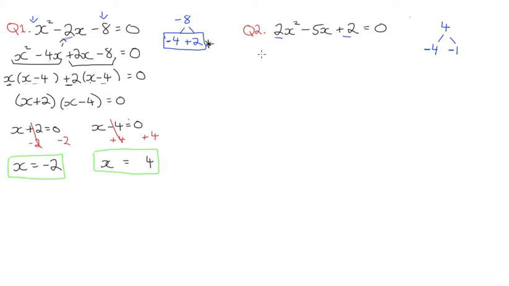Now, we rewrite this below, 2x squared, and we're splitting this minus 5x up into minus 4x and minus 1x. And then that plus 2 comes down. Plus 2 equals 0.